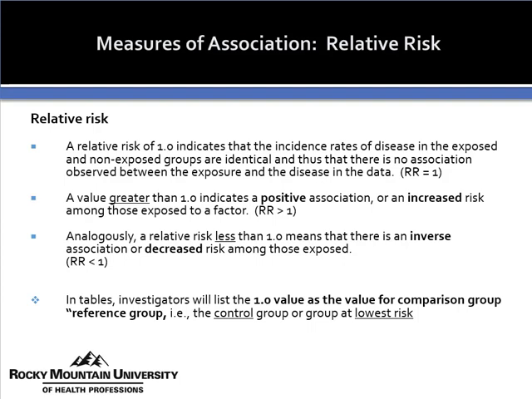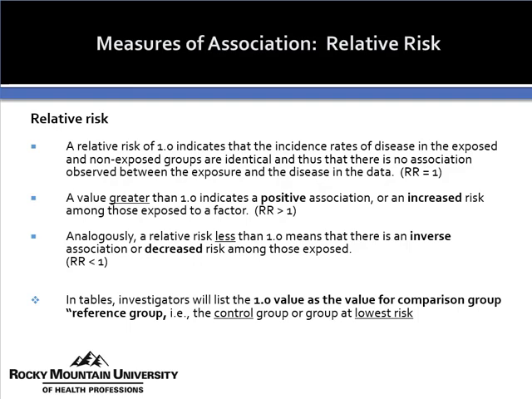But if you run the numbers and you get a value greater than 1.0, indicating a positive association or an increased risk. So if your analysis found that the relative risk was 2.2 and it was statistically significant, you would say that the individuals in the at-risk group were 2.2 times more likely to experience the disease or injury than those in the reference group.